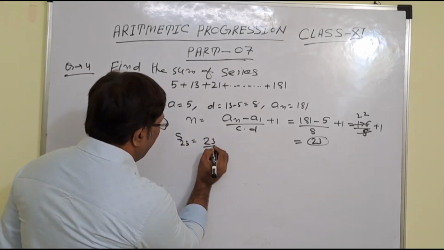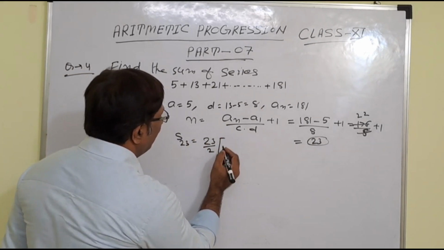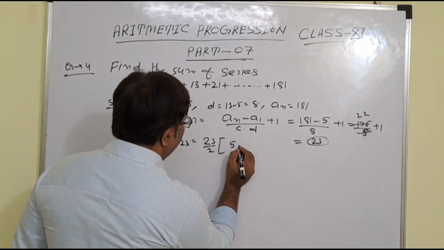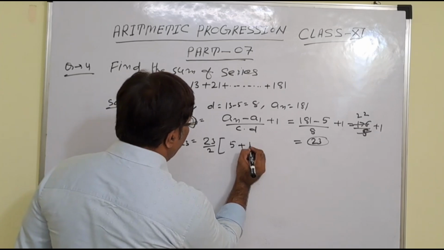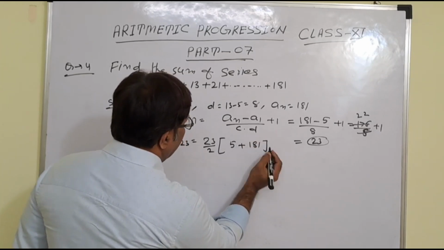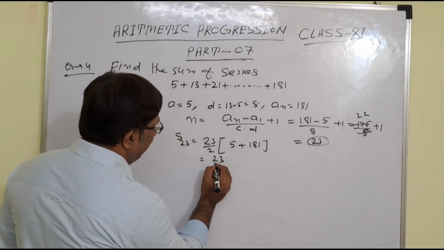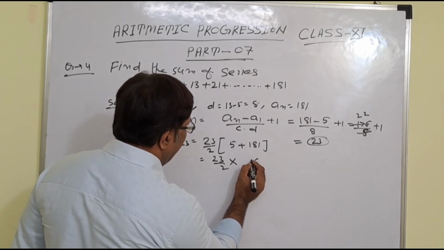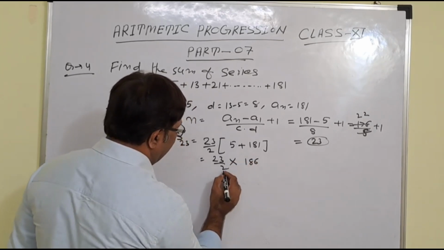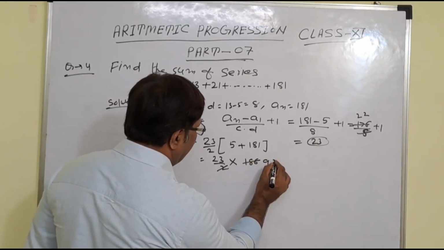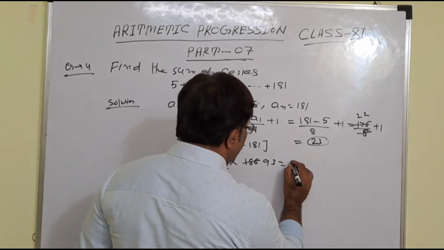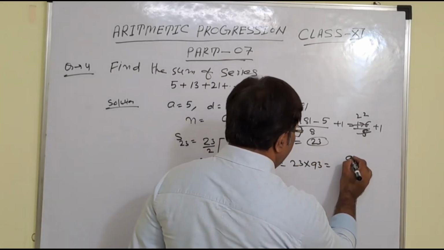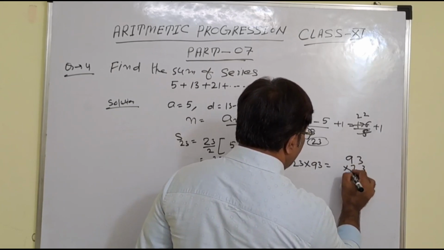N by 2, 23 by 2 into A plus L. First term is what? 5 plus last term is what? 181. So we can find 23 by 2 into 5 plus 181, which is 186. So 2 9s are 18, 2 3s are 6. So this is 23 into 93. So you can multiply 93 and 23.